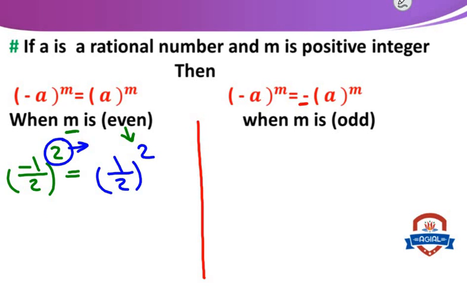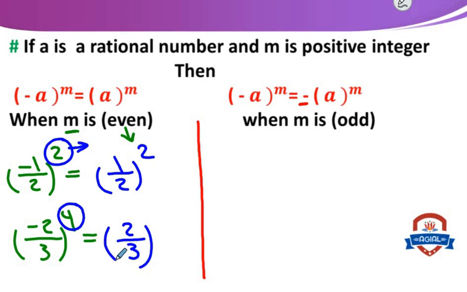Another example, negative 2 over 3 to the power 4 equals what? 4 is an even number, then cancel the sign, and it equals 2 over 3 to the power 4. Understand? Negative a to the power m equals a to the power m. Cancel the sign when m is an even number.